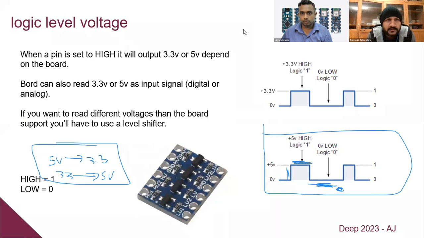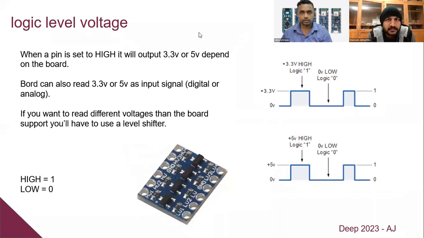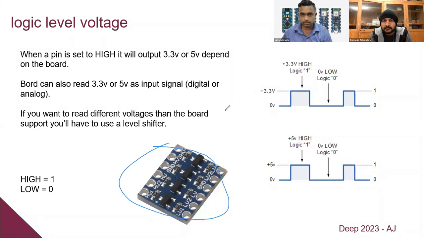Yeah. So, logic level voltage. Another thing I forgot to mention is that you can achieve this by using a level shifter like this. This is the recommended way. Also, there's another way called a resistor divider network. You can use something like this to achieve the same thing, but this is not recommended.